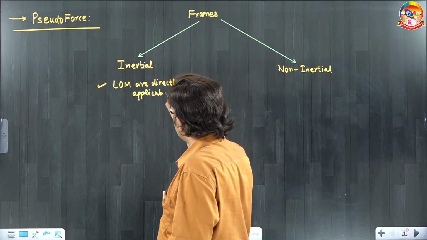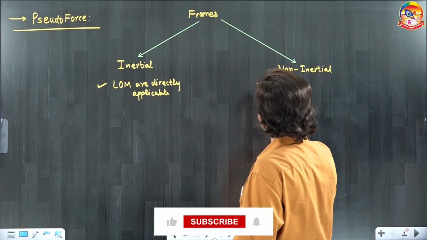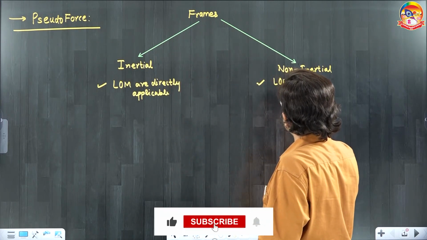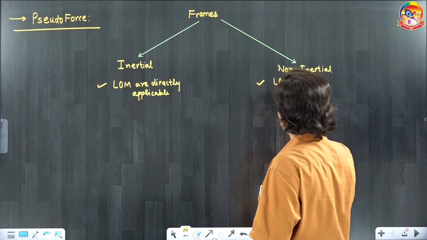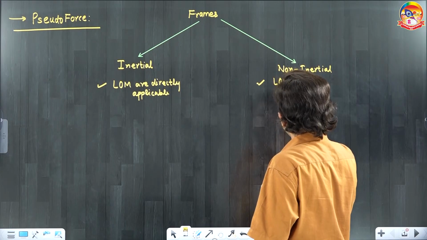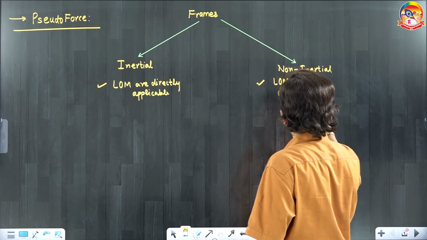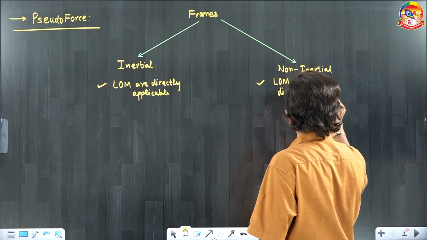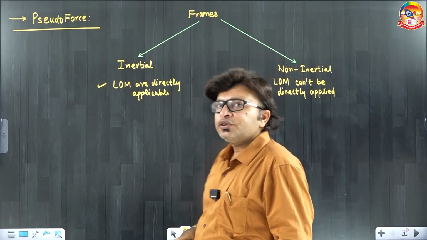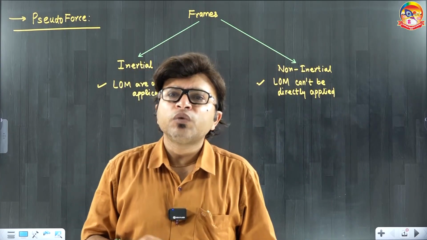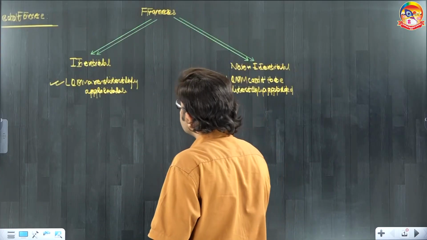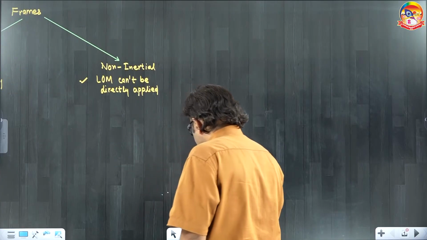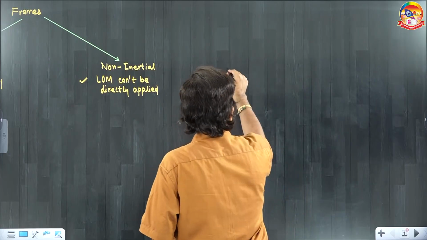Another thing, if I go ahead, obviously non-inertial means what? Laws of motion cannot be directly applied. Now what is the meaning of directly applied or indirectly applied? So let's come back to one basic conception. Let's take up a frame.